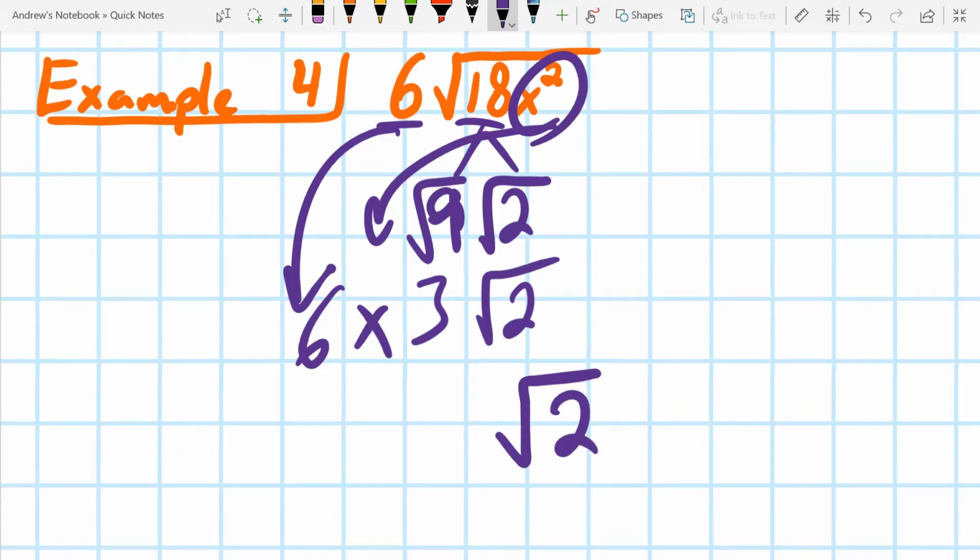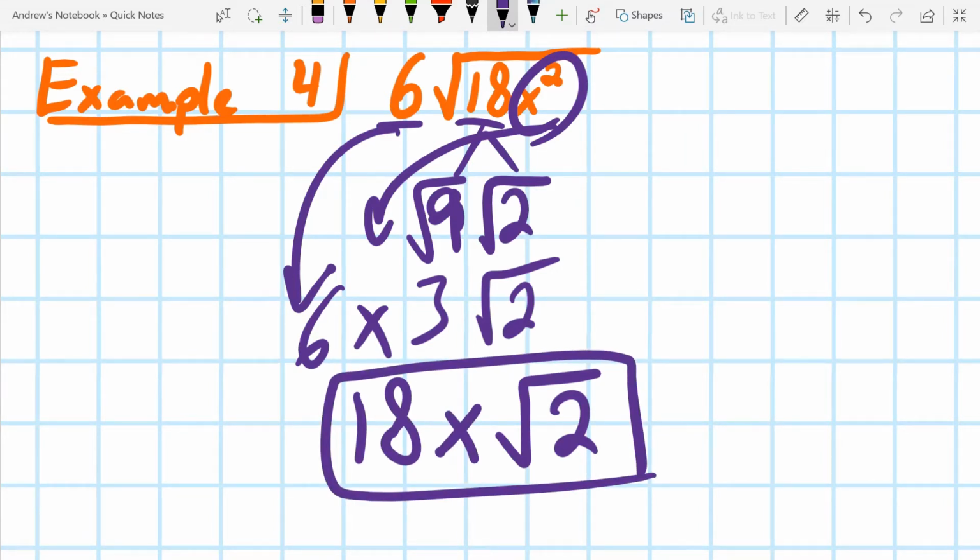What's 6 times x times 3? That's going to be 18x. So that worked out actually kind of interesting because we ended up having to multiply two numbers on the outside because we had to multiply by the one that was already there.